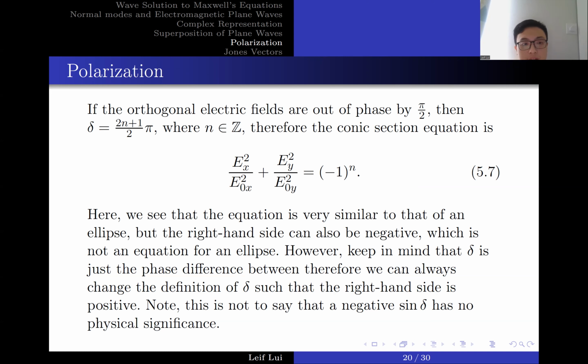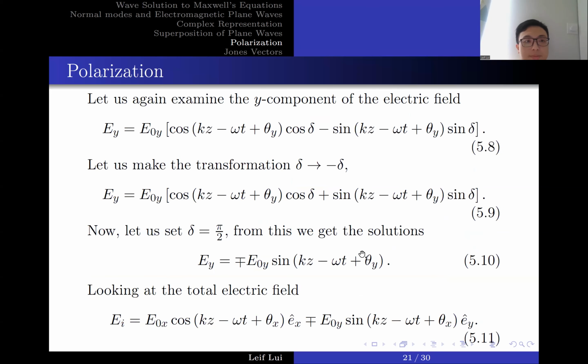But we have to keep in mind that delta is just the phase difference between the two. And we can always change the definition of the delta, we can just swap the two variables, and we can get exactly the same phase difference. So we can define this in such a way that the right-hand side is also positive. But that is not to say that a negative sign delta is not physically significant.